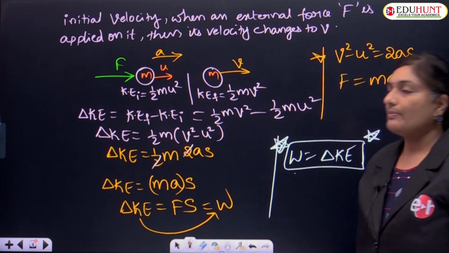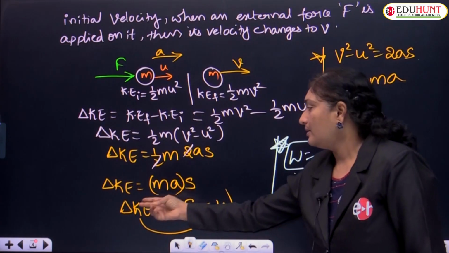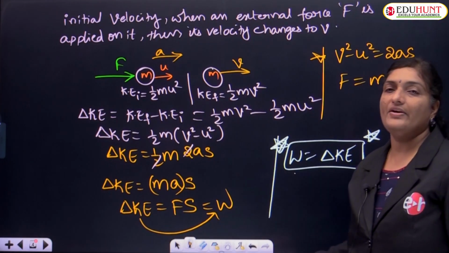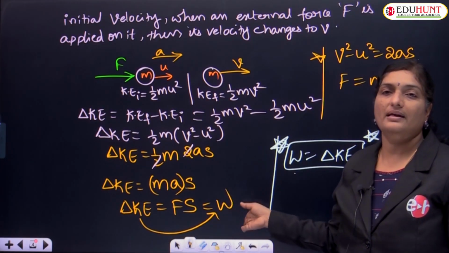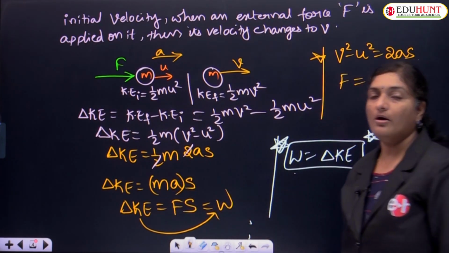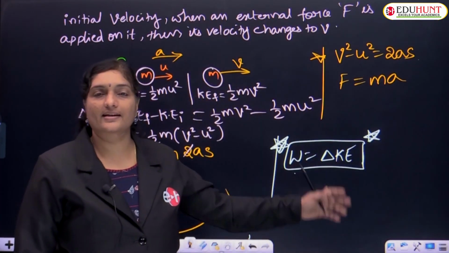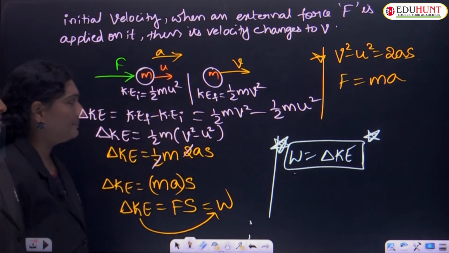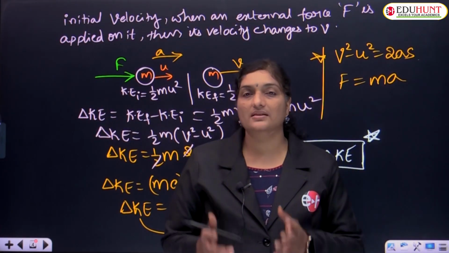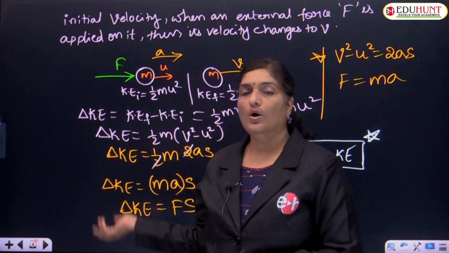From Newton's second law, F equals ma, so let us replace ma with F. Then delta KE, the change in kinetic energy, is found to be Fs, and the product of force and displacement gives you work done. Hence, change in kinetic energy is stored in the form of work done, or work done is stored in the form of change in kinetic energy, and this leads to the work energy theorem. With the concept we have gained, children, let us apply it in solving the numerical part. So let us move to the numerical part of this work energy theorem.